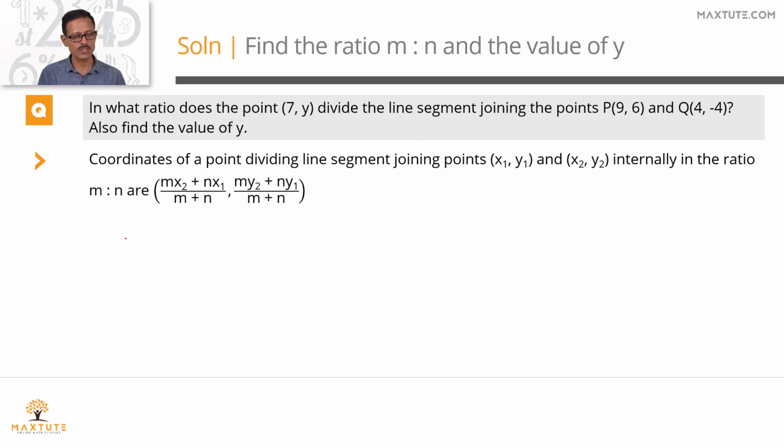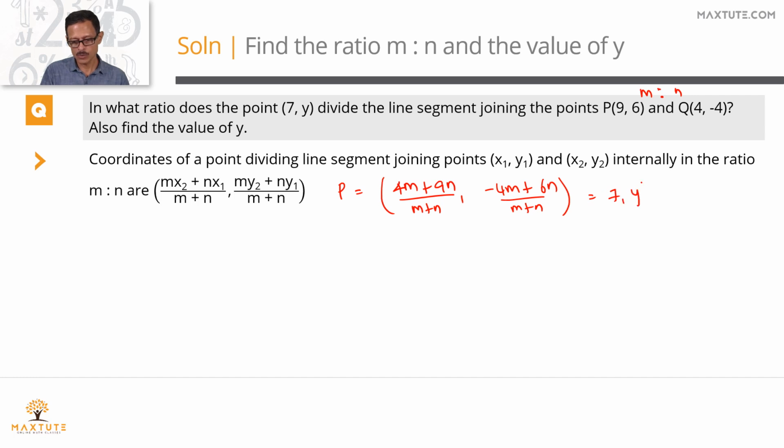It divides it in the ratio of m is to n. So let's find out what the coordinates of point P are. The x coordinate will be equal to mx2 plus nx1 divided by m plus n, which is 4m plus 9n divided by m plus n. The y coordinate is my2 plus ny1, which is -4m plus 6n divided by m plus n. This is what we have. We know the coordinates of this point are (7, y).